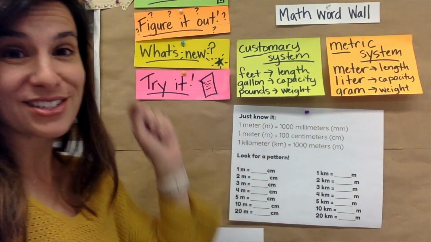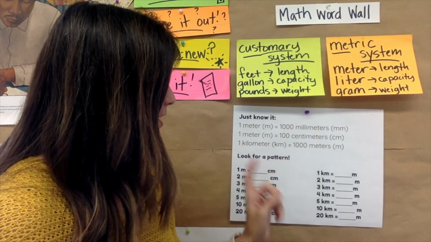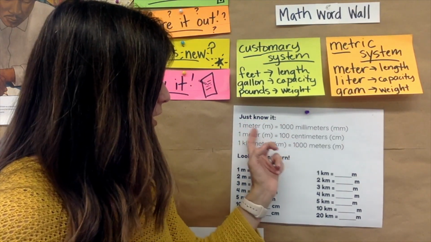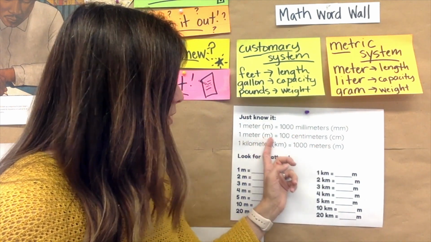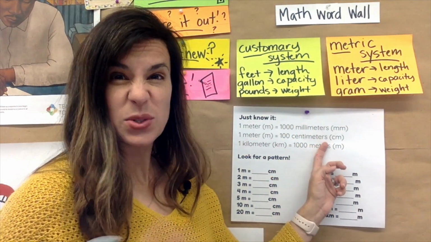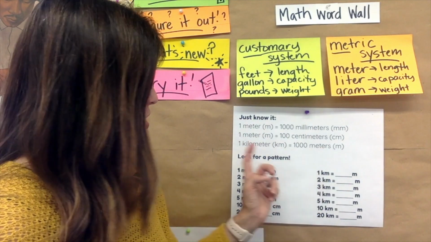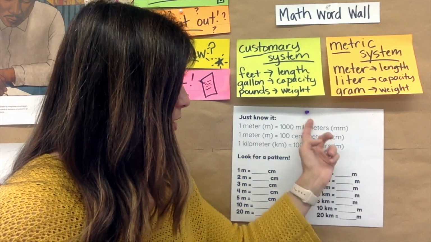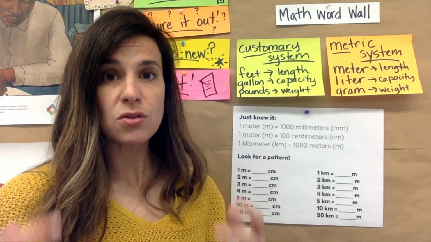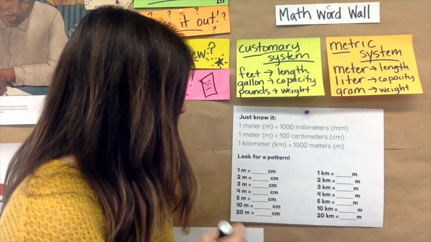For our Just Know It today, here we go, we have a conversion chart here. 1 meter equals 1,000 millimeters. 1 meter equals 100 centimeters, so it seems like there's some base 10 relationship here. 1 kilometer equals 1,000 meters, so then we can convert between all of these. So let's look for a pattern when we do some conversion.